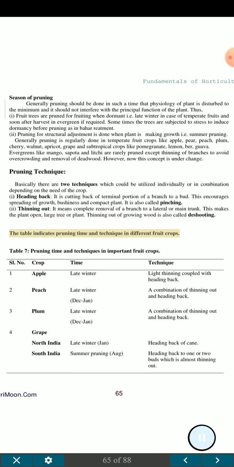The table indicates pruning time and technique in different fruit crops. Table 7. Pruning time and techniques in important fruit crops. Serial number, crop, time, technique. 1. Apple. Late winter. Light thinning coupled with heading back. 2. Peach. Late winter, Dec-Jan. A combination of thinning out and heading back. 3. Plum. Late winter, Dec-Jan. A combination of thinning out and heading back. 4. Grape. North India late winter, Jan. Heading back of cane. South India summer pruning, August. Heading back to 1 or 2 buds which is almost thinning out.